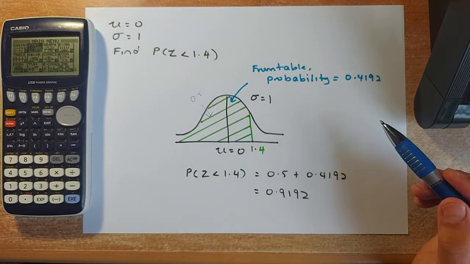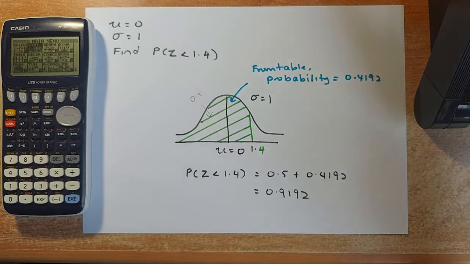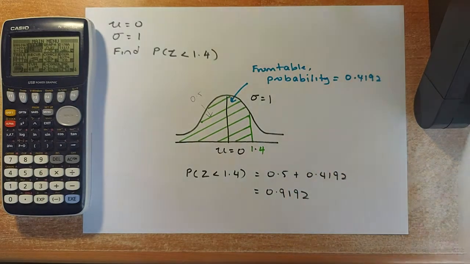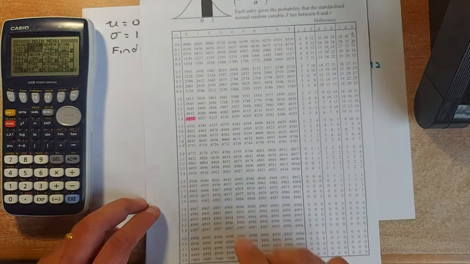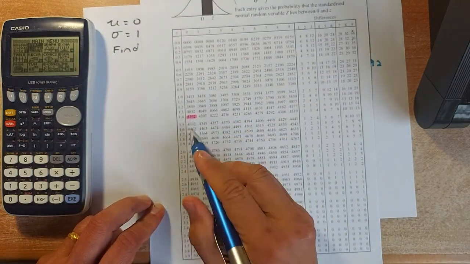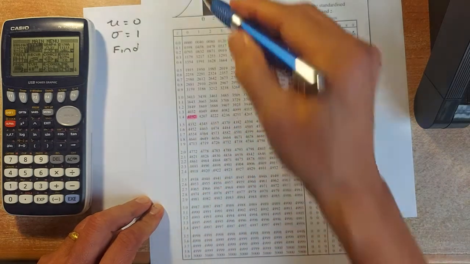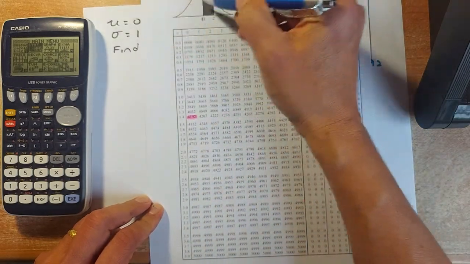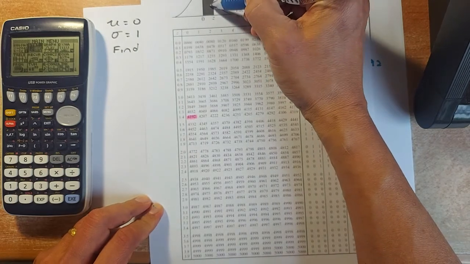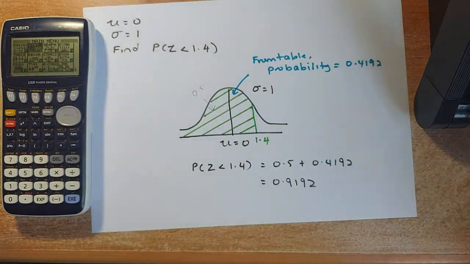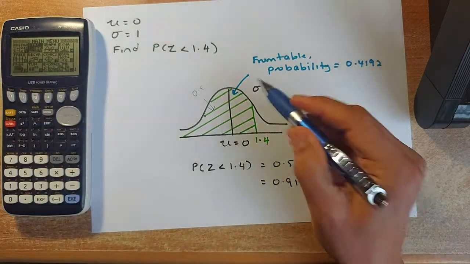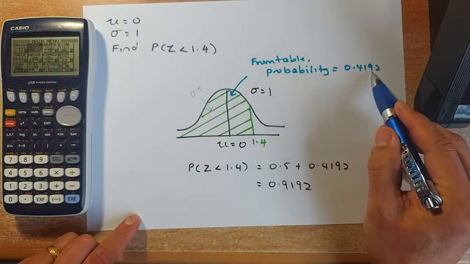Okay, so now we shall look at the table. So the value is 1.4. We are going to look at the table here. 1.4, I've circled it now. So 1.4 is actually 0.4192. The value 4192 is this area here, not the whole area. So remember, this area is 0.4192. So that area here is 0.4192.